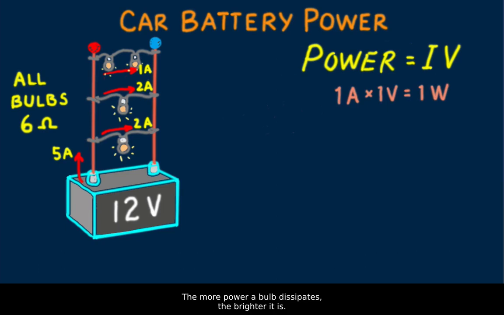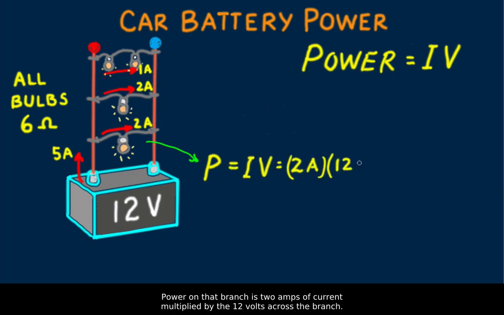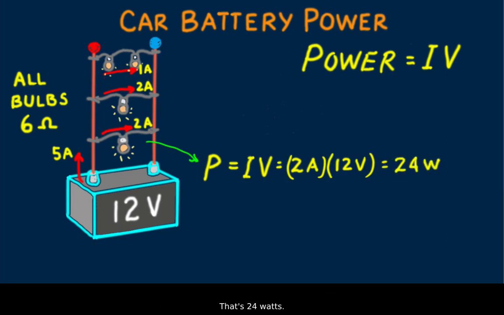The more power a bulb dissipates, the brighter it is. You know that a 100-watt incandescent bulb glows brighter than a 60-watt bulb, even though most of the power is dissipated as heat. Let's look at the power consumed in the lower branch, in the 6-ohm bulb. Power on that branch is 2 amps of current multiplied by the 12 volts across the branch. That's 24 watts. So 24 watts of power is dissipated in the filament of the bulb, the region of highest resistance. That's why the bulb glows.